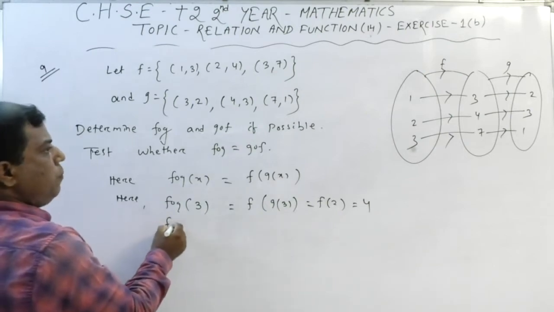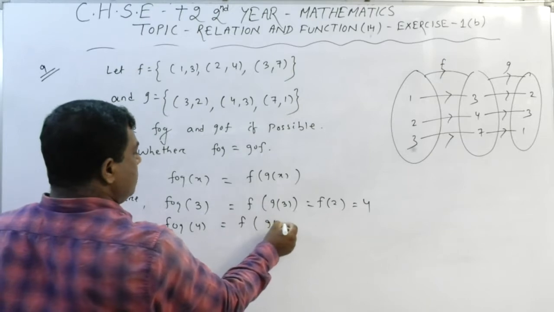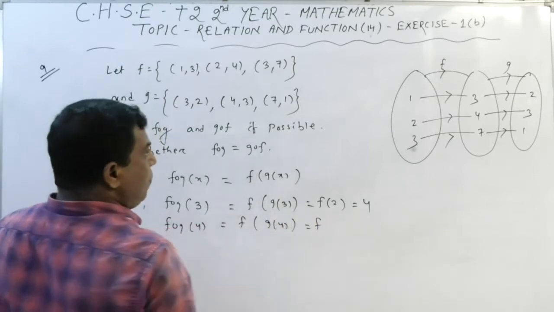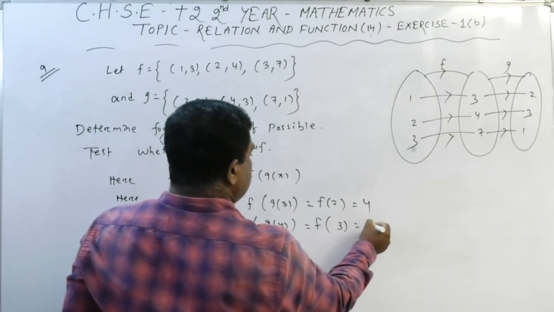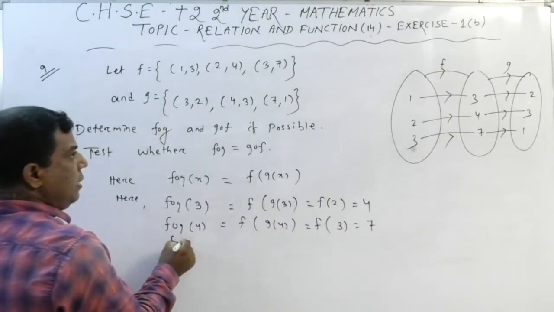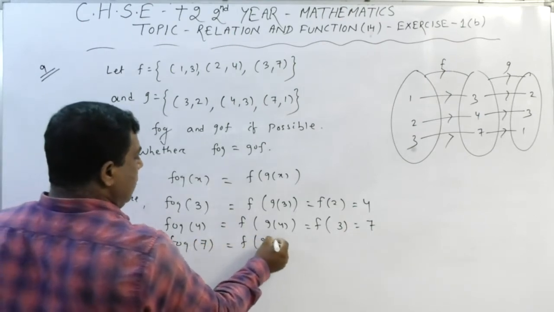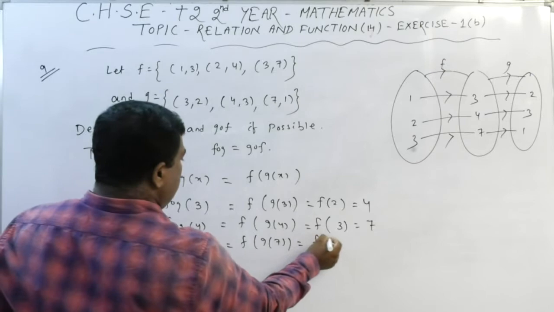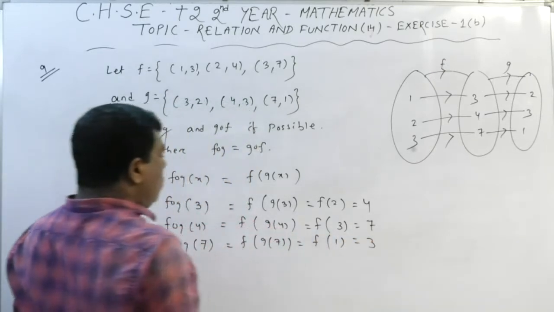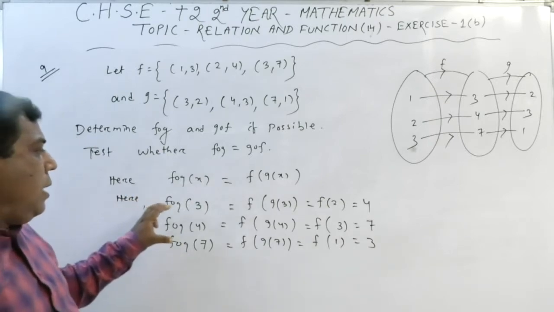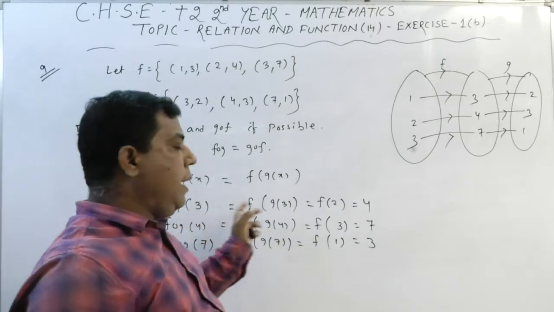Now similarly, fog of 4 means f of g of 4. g of 4 is 3 and f of 3 is 7. Now similarly fog of 7 is f of g of 7. And my dear students, what is g of 7? It is 1. So f of 1 is 3. In this way we are able to convert the elements of fog.